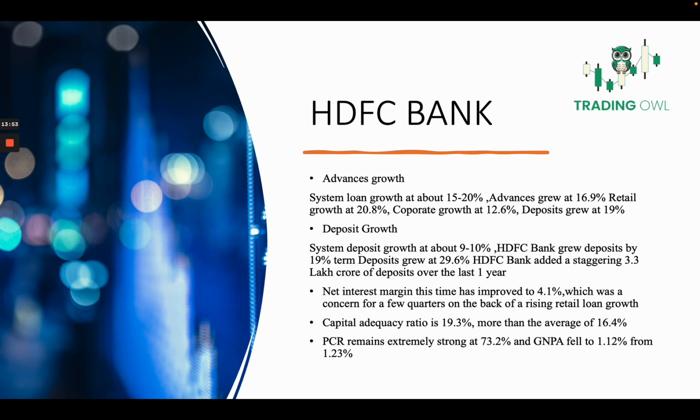The capital adequacy ratio is again 19.3%, which is very good. The average of the industry is 16.4% and HDFC Bank could just maintain it above the average of the industry. PCR remains extremely strong, but a little less than ICICI Bank. It is at 73.2% and GNP fell to 1.12% from 1.23%. Now, based on those metrics, I have analyzed these two banks and let's see what my conclusions are.